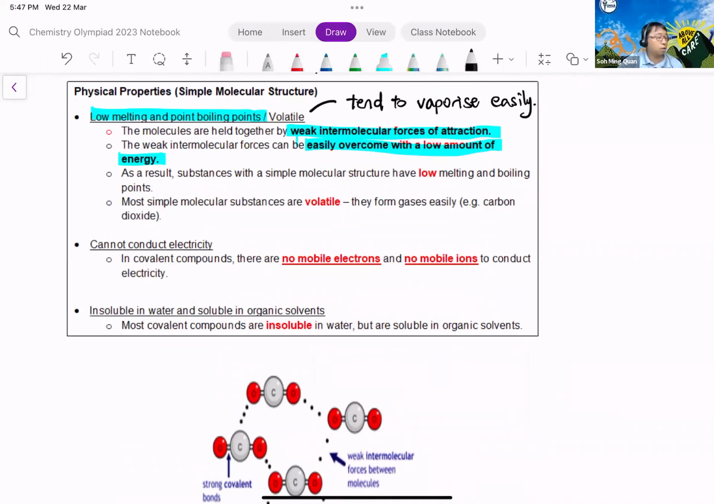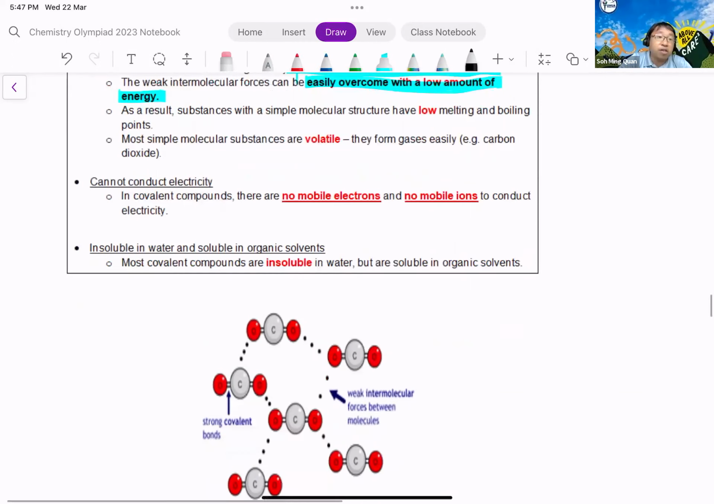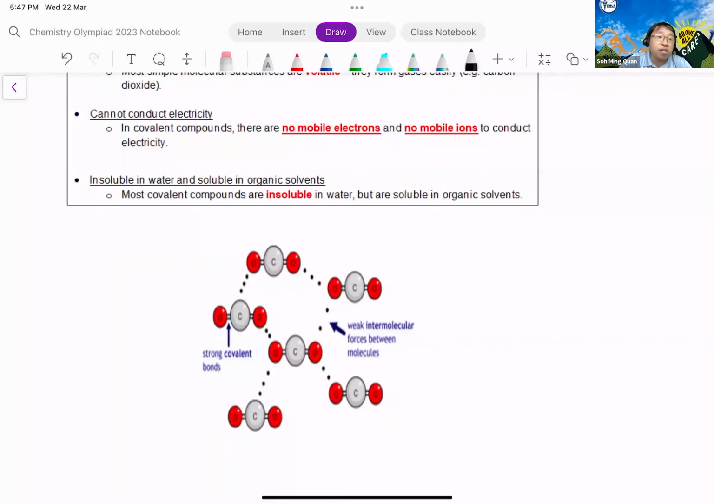Next, things with simple molecular structures do not conduct electricity because there are no mobile ions or mobile electrons. Finally, most covalent compounds with a simple molecular structure are insoluble in water, but they dissolve in organic solvents like oil. As I was mentioning, a simple molecular structure looks like this. CO2 has a simple molecular structure. There are weak intermolecular forces of attraction between the molecules, and it's these forces that are overcome when melting and boiling.